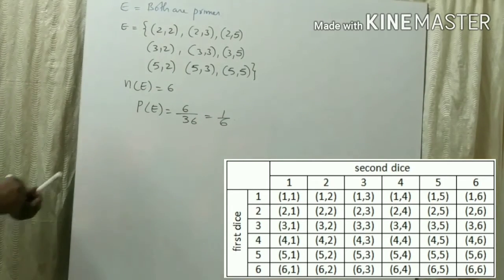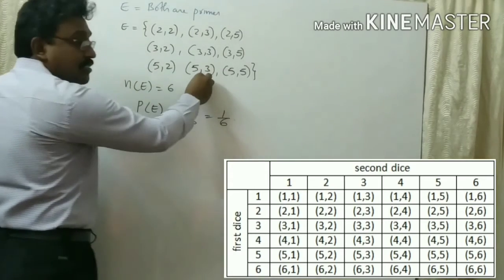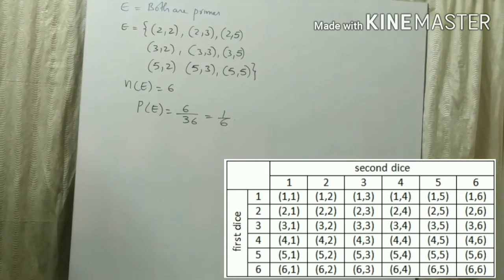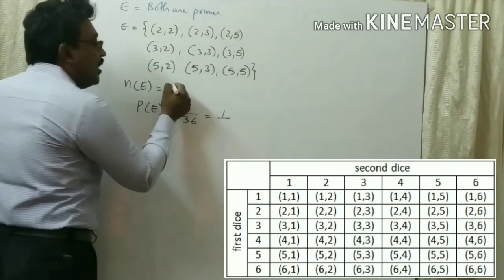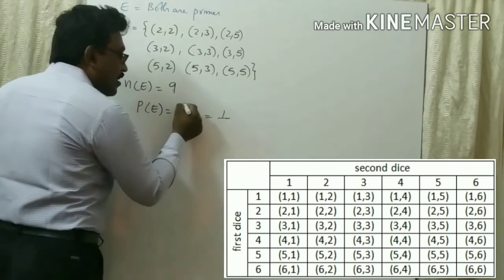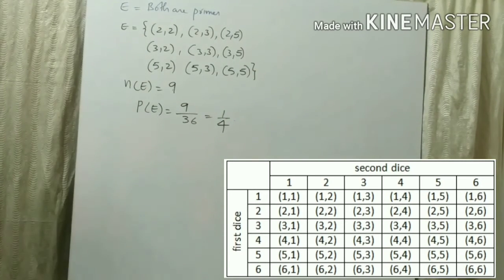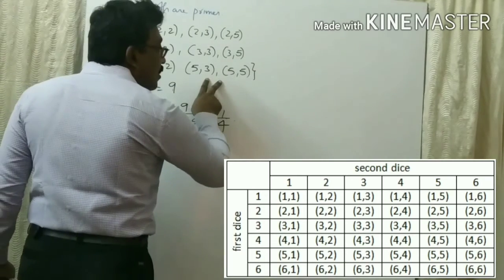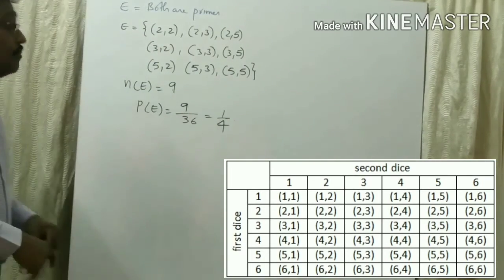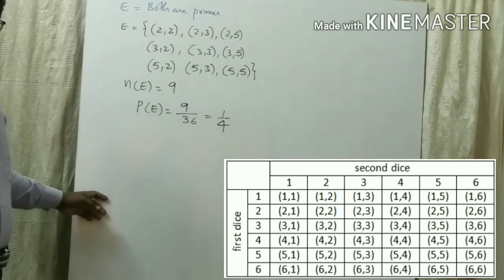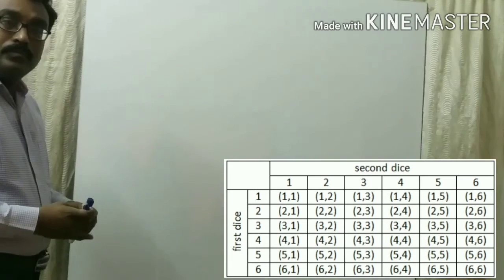Now, how did I select these 9 events from the table? From the table, in total how many are there here? 9 are there. 9 by 36, that is 1 by 4. So how did I select 9 from this table? It depends on the question: both are prime numbers. Now we'll go to the next.